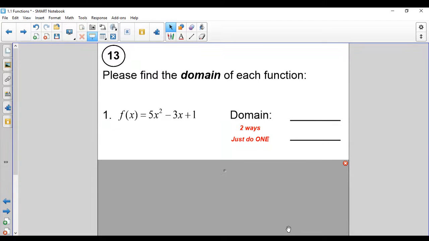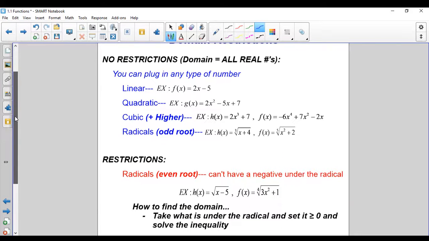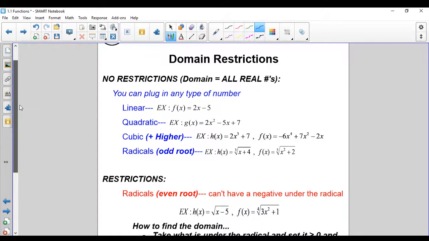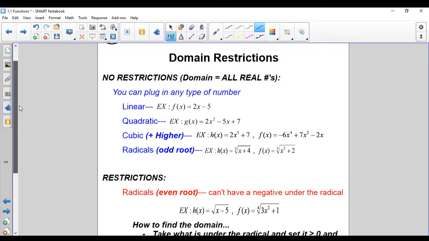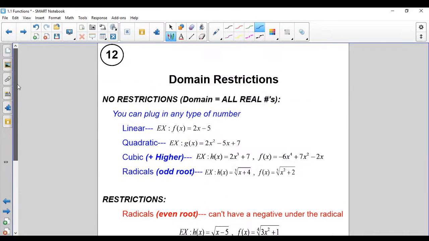All right, now we're going to talk about finding the domain of the functions. You should have either this slide in front of you or have read it and kind of know what we're talking about here. For domain, we have to know about our restrictions. All the ones in blue are the ones that do not have any restrictions. So those domains are all real numbers. We have two types that have restrictions here. We have radicals and rationals. We're going to focus on both of those today.